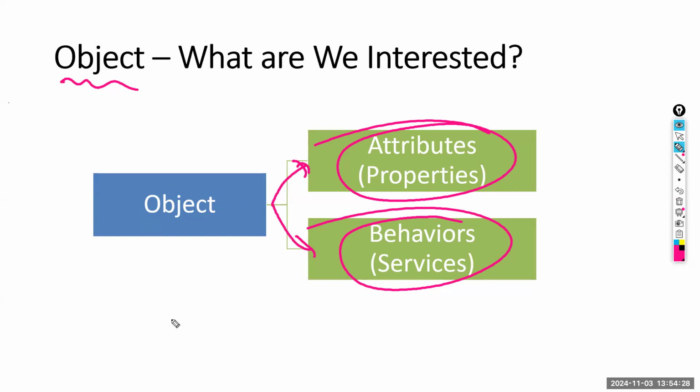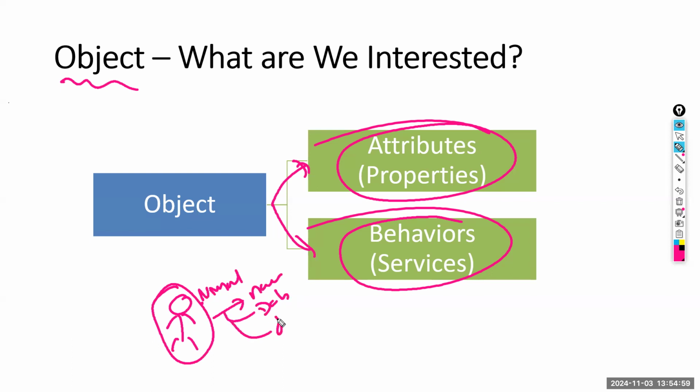So let's look at a very practical example. Forget about software development. Say you consider there's an entity or object called, maybe, Nimal. Nimal is a person, or student, or boy. Now, what are the attributes we are interested in? Maybe the name, of course, the name itself is Nimal. Maybe date of birth, gender, and so on.